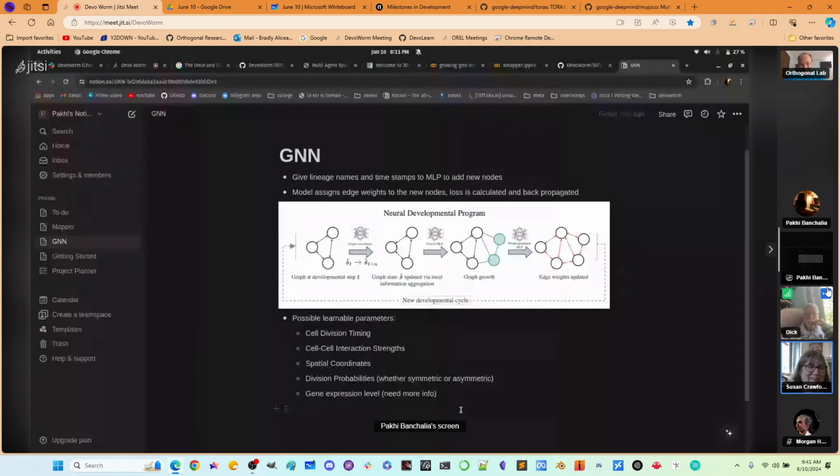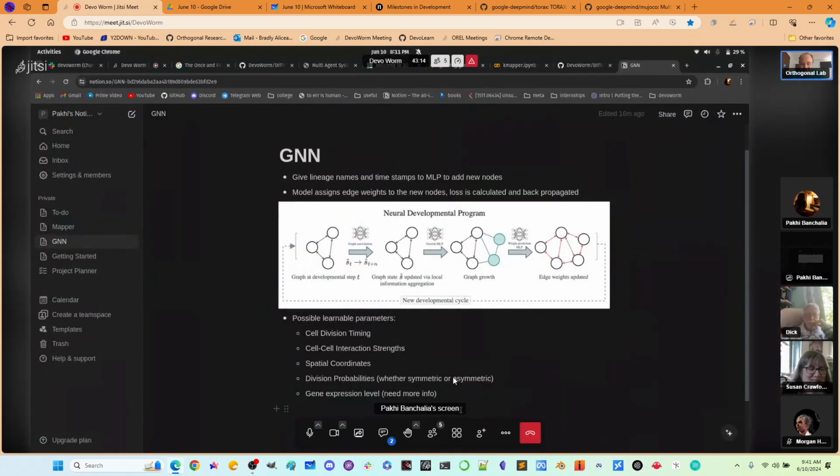Okay. Sorry. Yeah. And then division probabilities, symmetric and asymmetric. Again, in C. elegans, those are sort of known. We have the tree and we know kind of where those occur. But again, we can use that to validate the model to predict. So with C. elegans, we're actually quite fortunate because we have a lot of information about that. And the model should predict those things.